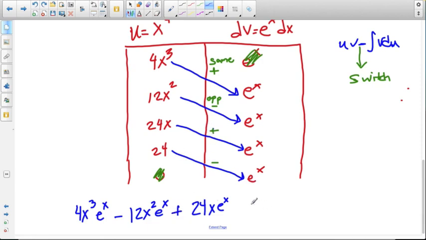And then the next product is 24 e to the x. And this product is a positive product, and we need to take its opposite sign, which means we'd have a negative. And I'm just going to leave this as an anti-differentiation problem, so I'm just going to put plus c at the end there.